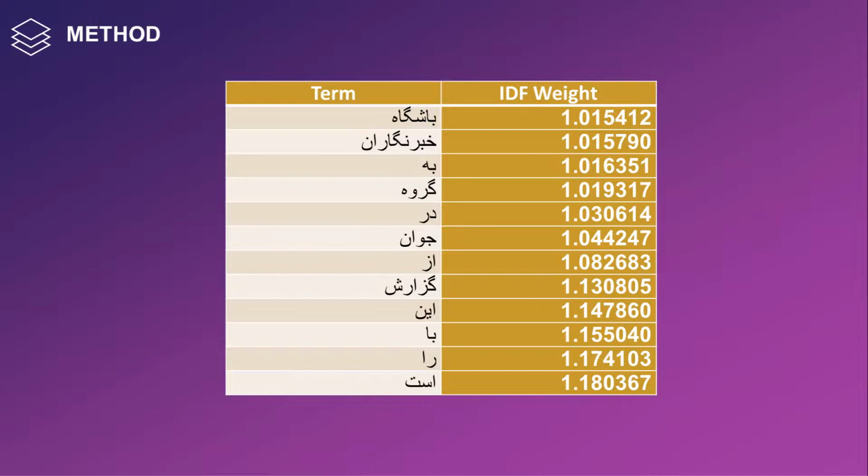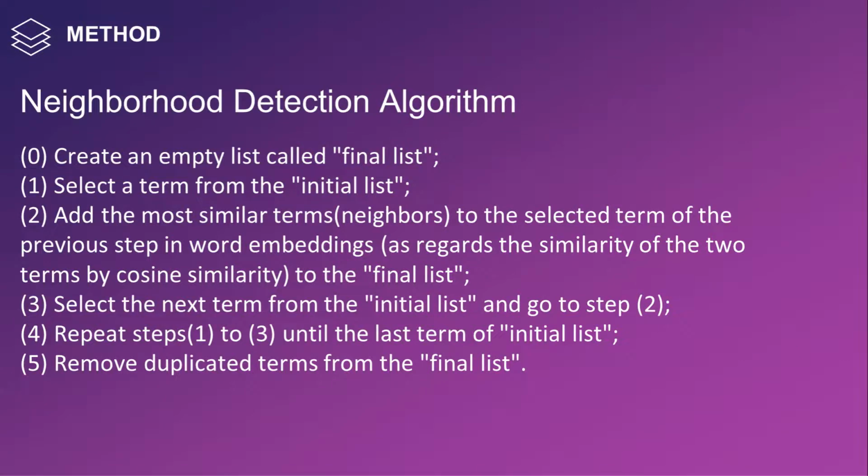The steps of the algorithm are: first, creating an empty list called the final list, and then selecting a term from the initial list; in step 2, adding the most similar terms to the selected term of the previous step in word embeddings to the final list, and then selecting the next term from the initial list and going to step 2; in the fourth step, repeating steps 1 to 3 until the last term of the initial list; and in the final step, removing duplicated terms from the final list.